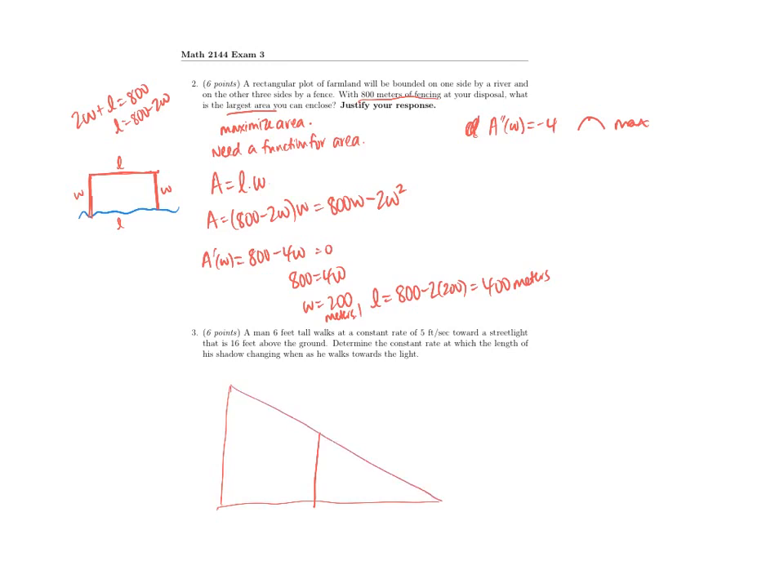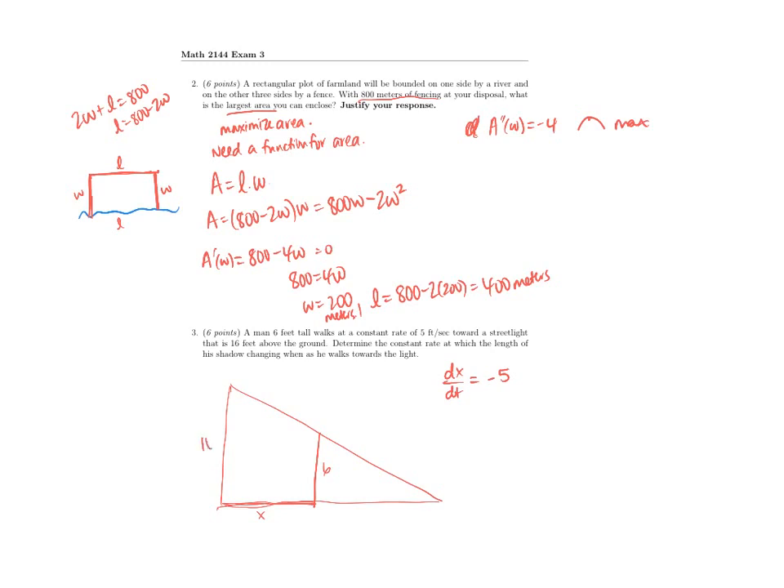So he's 6 feet tall, and he walks at a constant rate of 5 feet per second toward the street light. So if this is x, then that means that dx/dt is going to be what? Well, is x increasing or decreasing? Well, if the man is walking towards the street light, then x should be decreasing. So dx/dt is -5 feet per second.